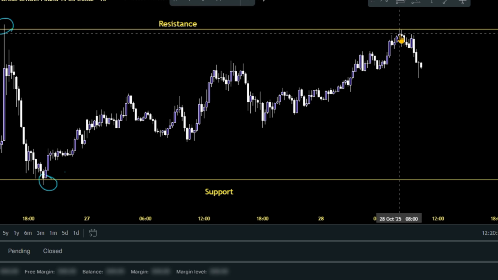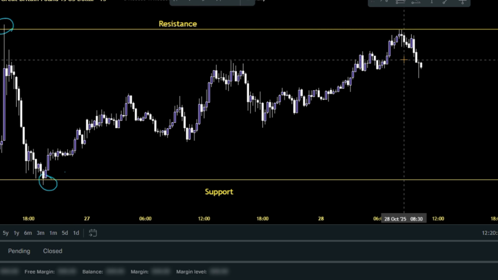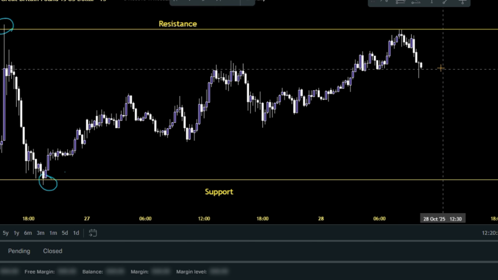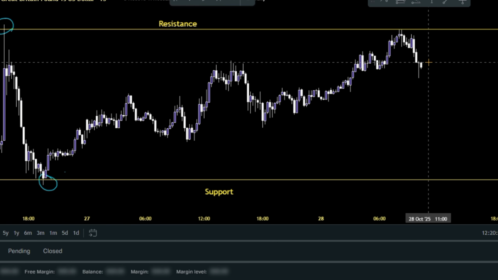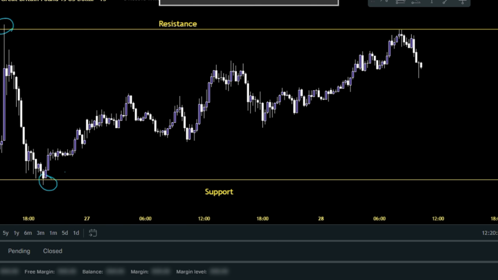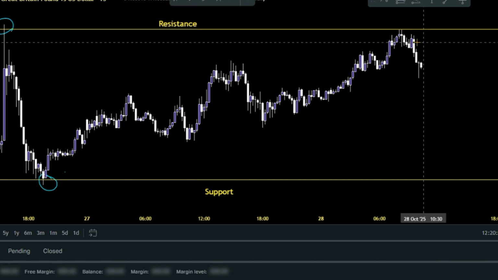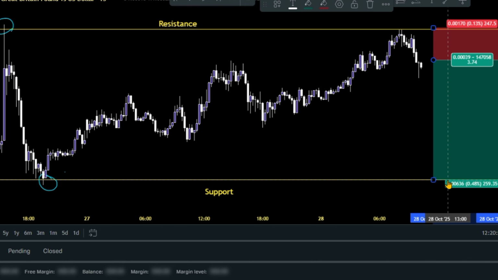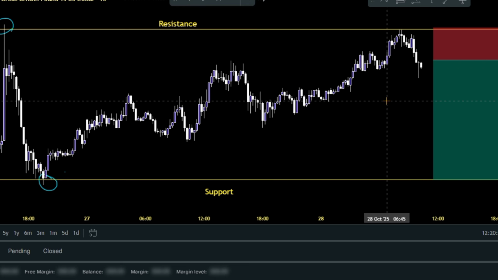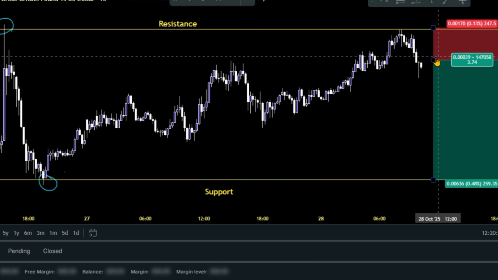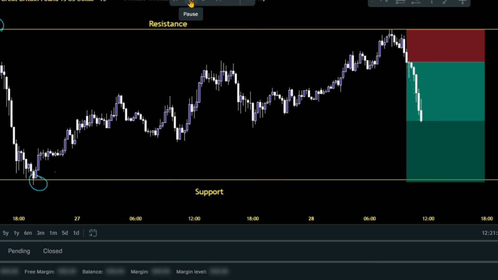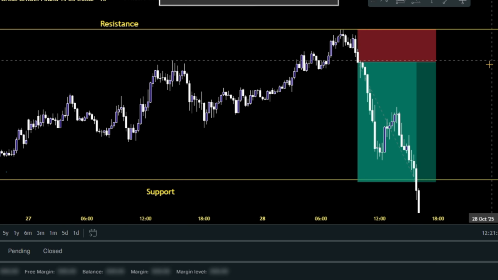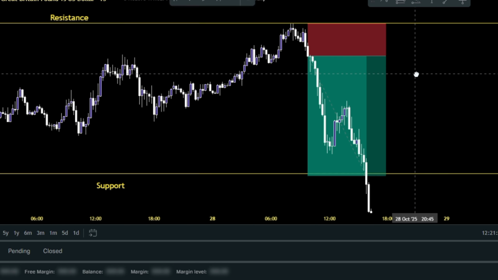So we can see the price has reached this level of resistance and it has started moving drastically down. So in this case, those who are aggressive traders, you could enter a sell position right here and target this level of support. So let's see what happens. Yeah, it has hit our take profit. It has reached this level of support.